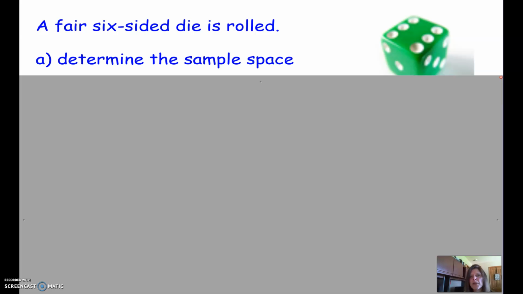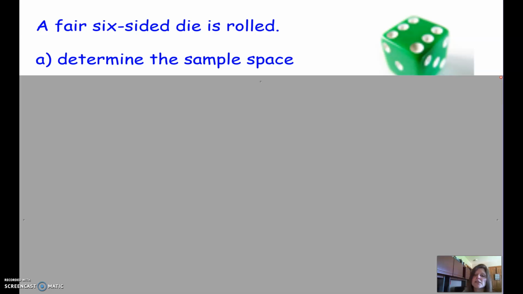Let's take a look at a basic probability problem involving a die. So we have a six-sided die that's fair. That means it's equally likely that any side shows up. It's not going to be weighted towards one particular event.